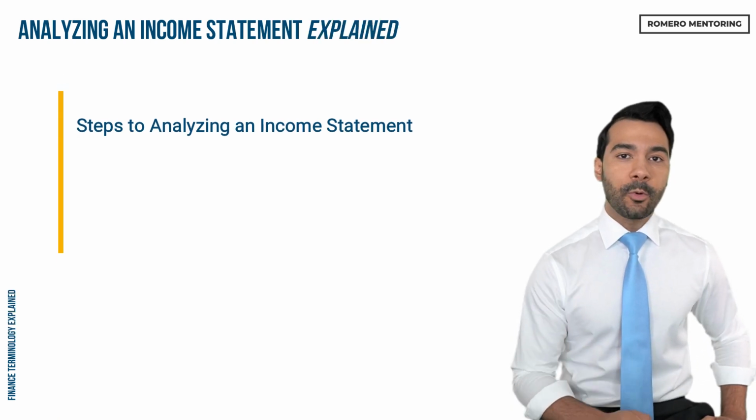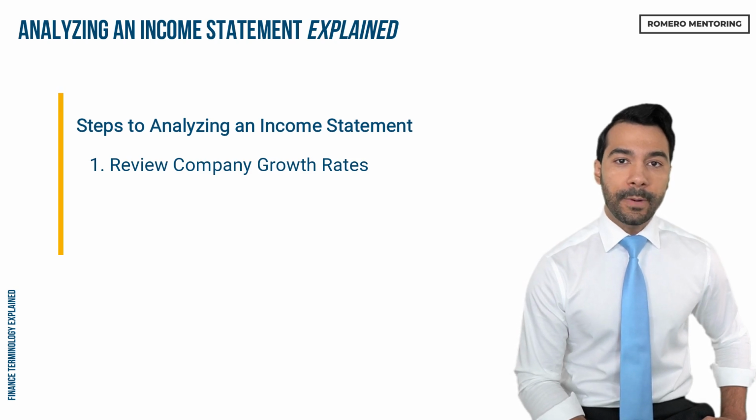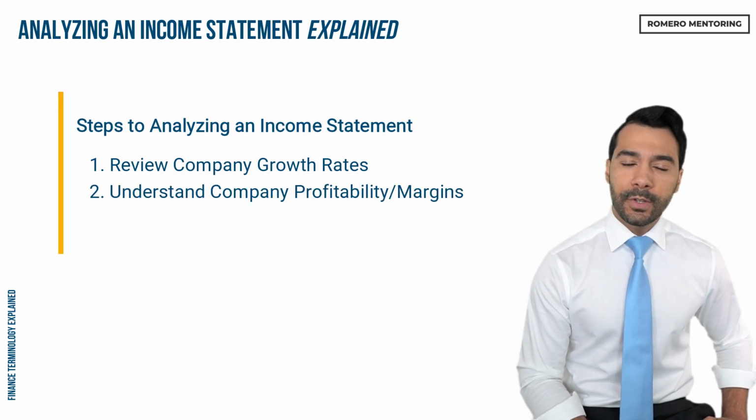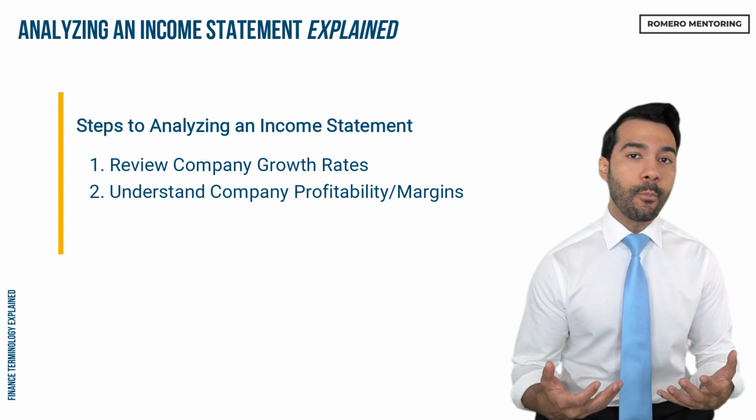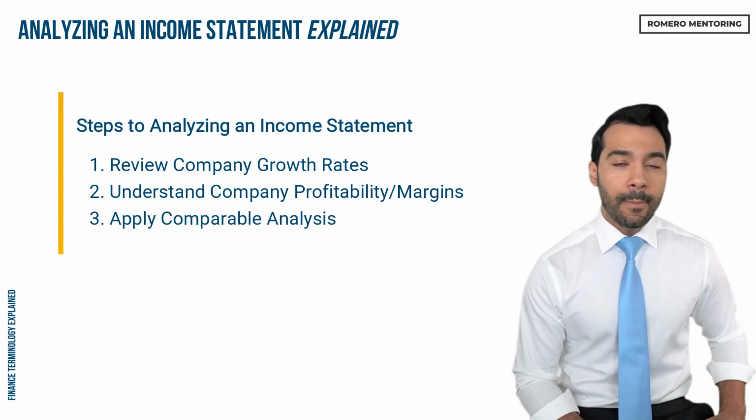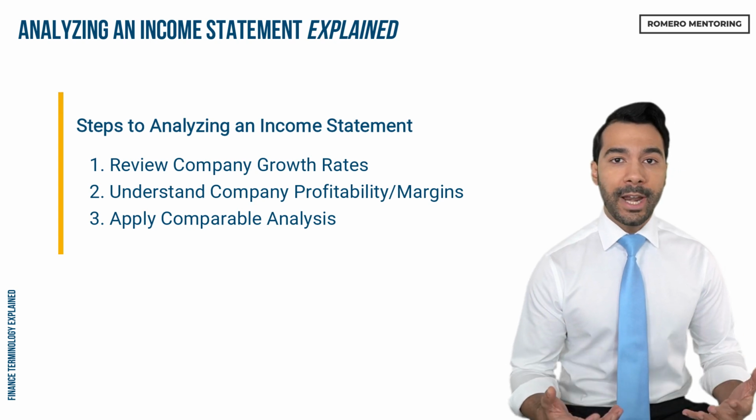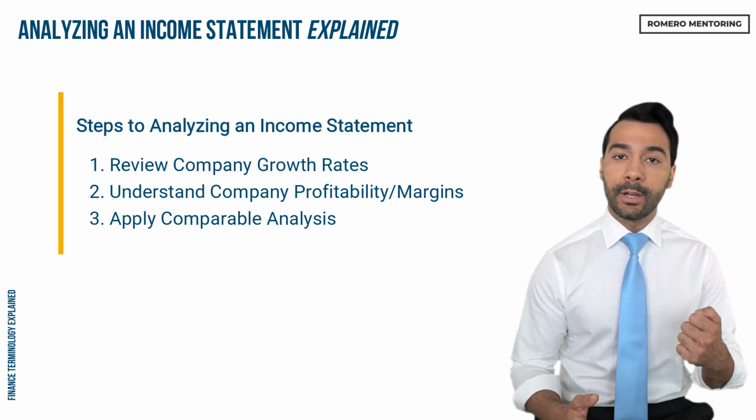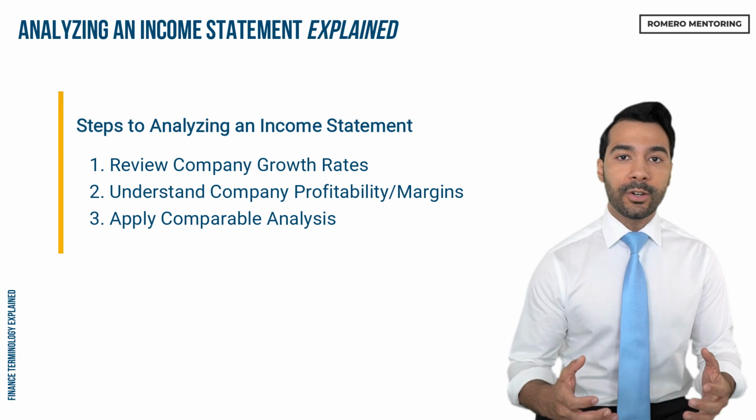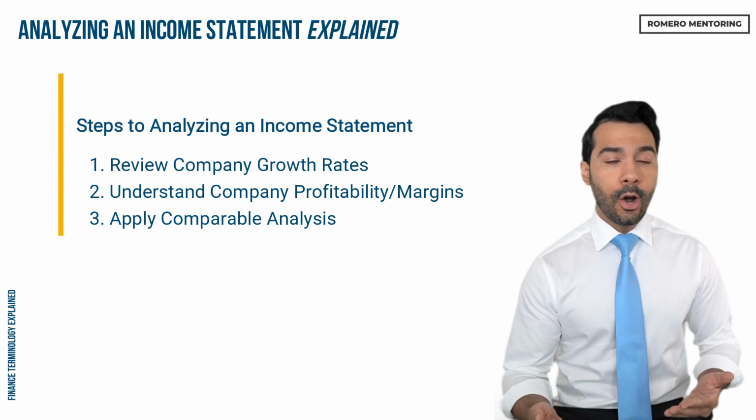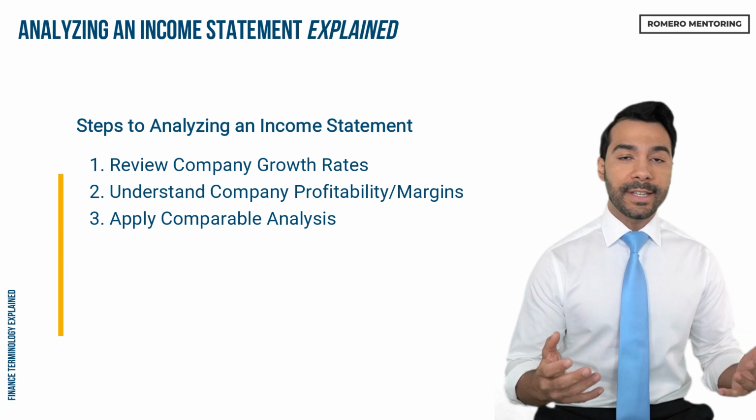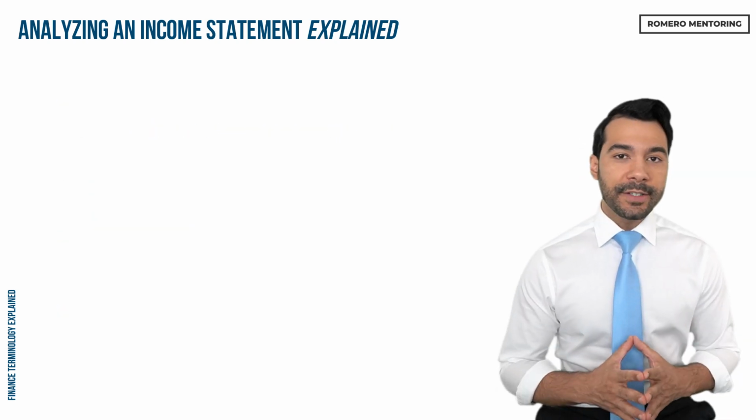So, step number 1, make sure you review your company's growth rate. Step number 2, make sure that you understand your company's profitability in the form of margins. And step number 3, make sure you apply comparable analysis, where you're comparing your company's growth rates and margins with its peers and competitors to determine whether they are underperforming or performing above its industry peer group. So let's look at an example.